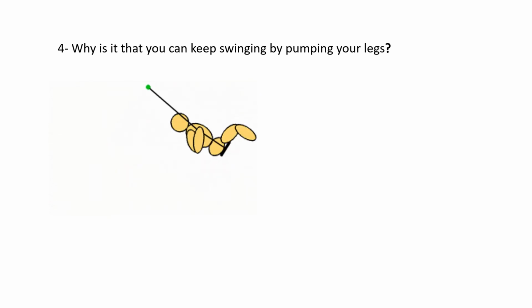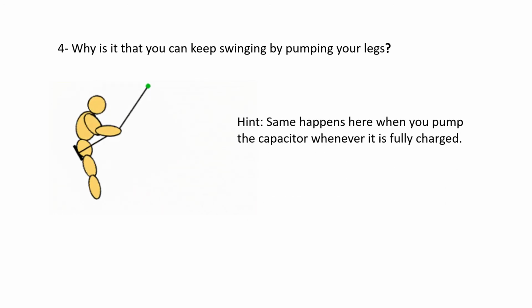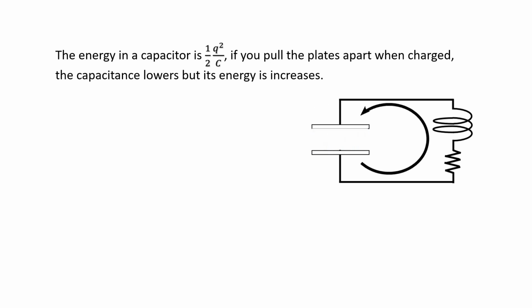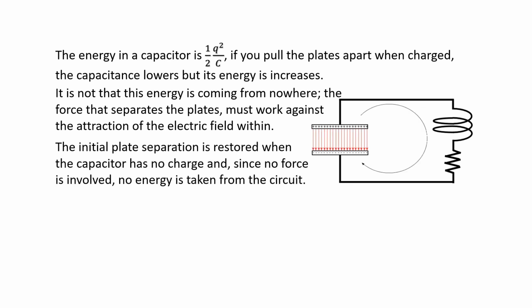And finally, why is it that you can keep swinging by pumping your legs? Let's check that hint first. The energy in a capacitor is 1/2 Q squared over C. If you pull the plates apart when charged, the capacitance lowers, but the energy increases. It's not that energy is coming from nowhere. The force that separates the plates must work against the attraction of the field within. The initial plate separation is restored when the capacitor has no charge, and since no force is involved, no energy is taken from the system.